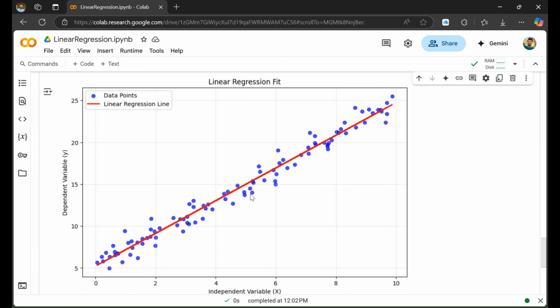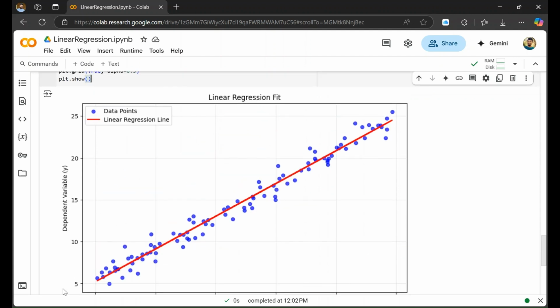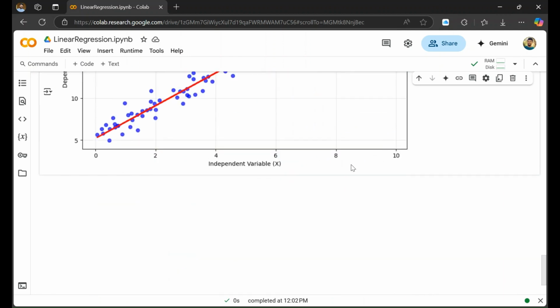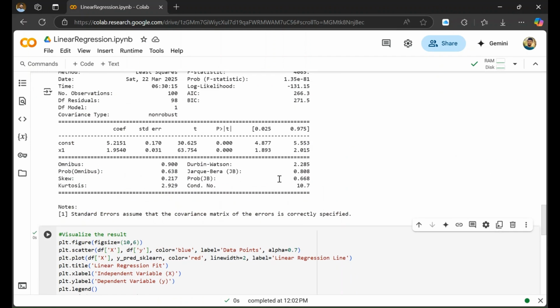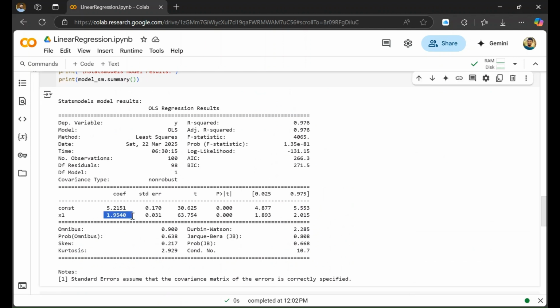Now the blue dots are our data points that we already saw earlier, and the red line is our regression fit line. It is almost perfectly fitting the data. So let's interpret the result here. The coefficient here is 1.9, but it is approximately 2.